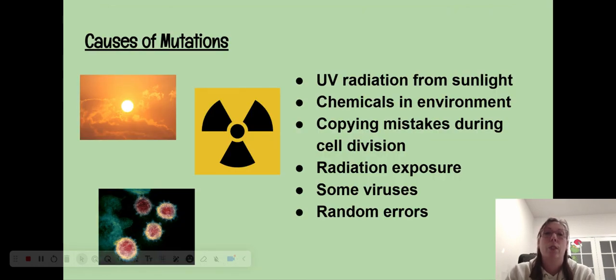So let's talk about some causes of these mutations. Why do these things happen? There are lots of different causes. One of the main causes, especially for humans, is UV radiation from sunlight. That is one of the main causes of skin cancer and can be pretty detrimental to our health. Things like chemicals in your environment, copying mistakes made during cell division. You can have radiation exposure. Some viruses can be the cause of mutations, and then other times it's just random. So we have lots of different causes of gene mutations, but all of them are significant.